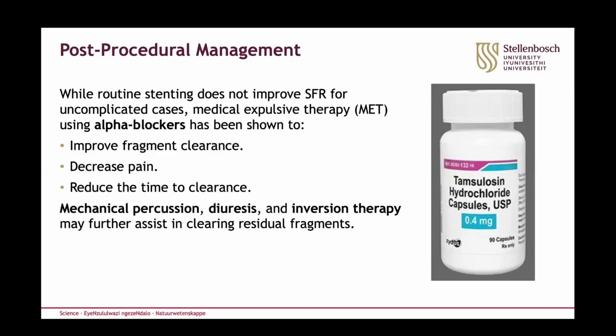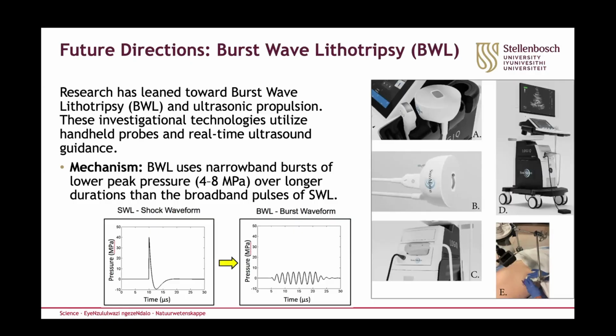Going on to your post-procedural management, while JJ stenting has not been shown to improve stone-free rates for uncomplicated cases, medical expulsion therapy using alpha blockers has been shown to improve fragment clearance, decrease pain, and reduce the time to clearance. Additionally, mechanical percussion, diuretics, and inversion therapy may further assist in the clearance of residual fragmentation.